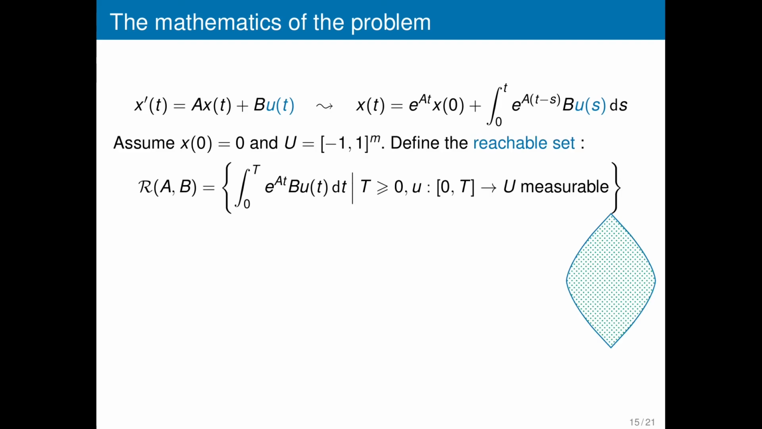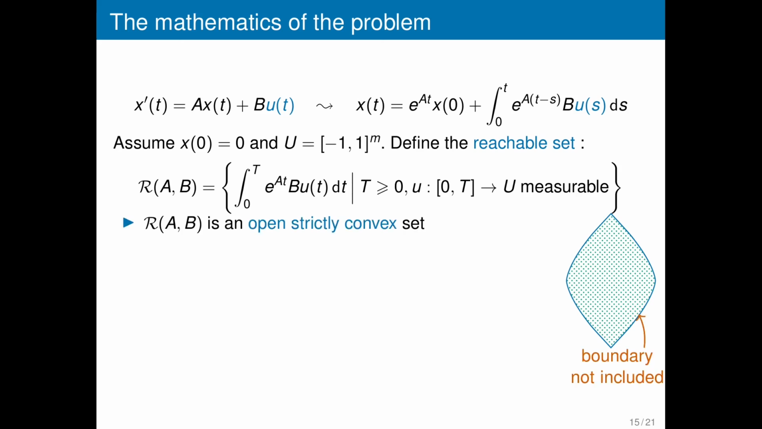In a particular case where x0 is the origin and U is the zonotope, we define the reachable set to be the set of all points we can reach by using a control from the origin. It will typically look like this diamond shape. More precisely, we know that it is an open, strictly convex set. This means the boundary is not included, and if you draw a line between any two distinct points on the boundary, all points are inside the set except for the two points on the boundary.